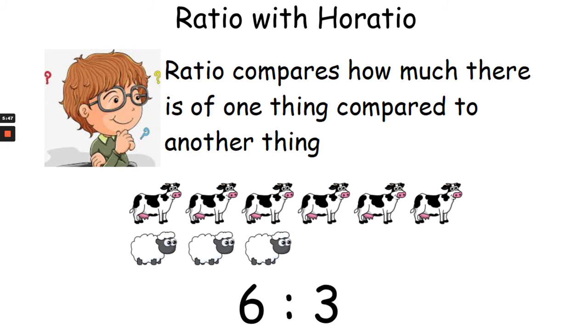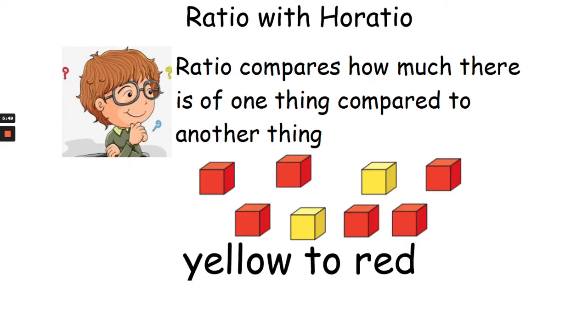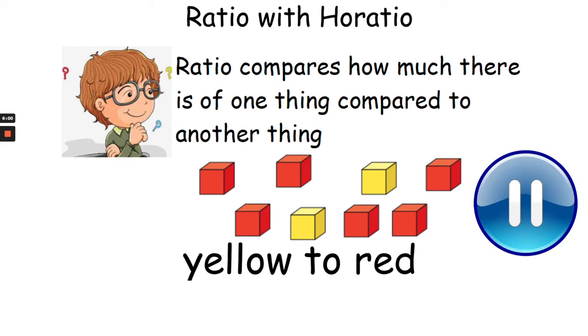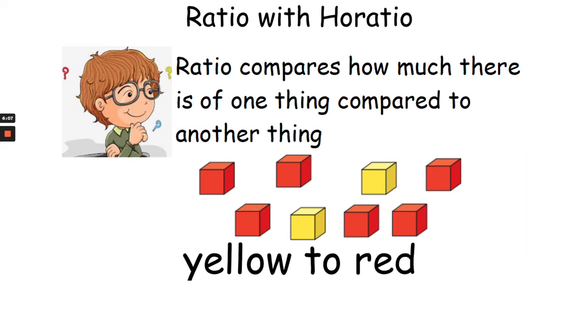Let's try one more ratio. We're going to compare those yellow blocks to those red blocks. Notice the order that they've written the ratio for you. That's the order that you need to write your numbers. So pause your video and write the ratio of yellow to red blocks. Let's see how we got on. There are 2 yellow blocks. There are 6 red blocks. We write this ratio 2 to 6, yellow to red. Brilliant job if you got that, year 6.